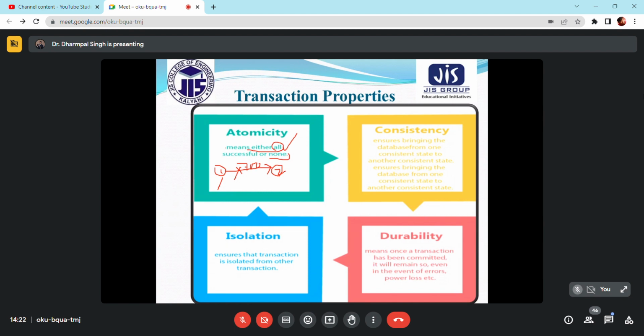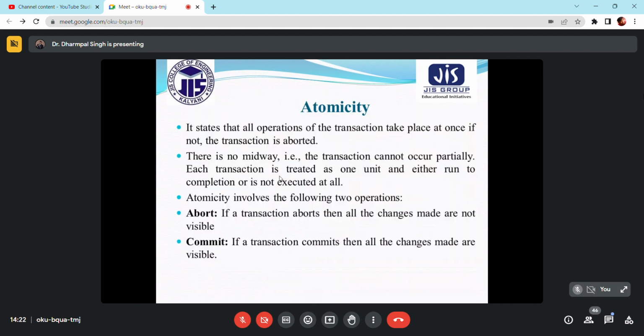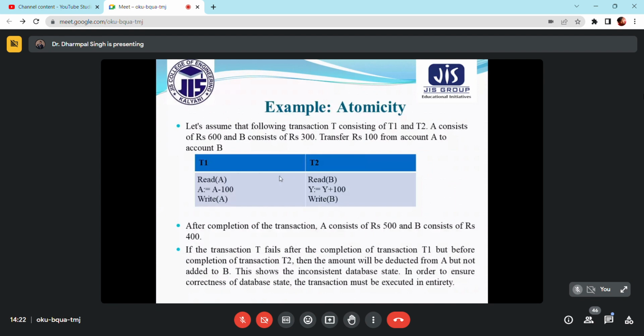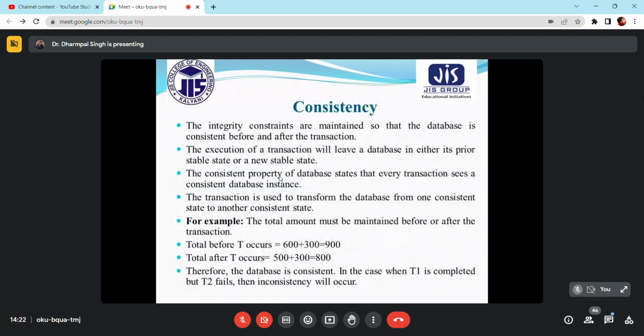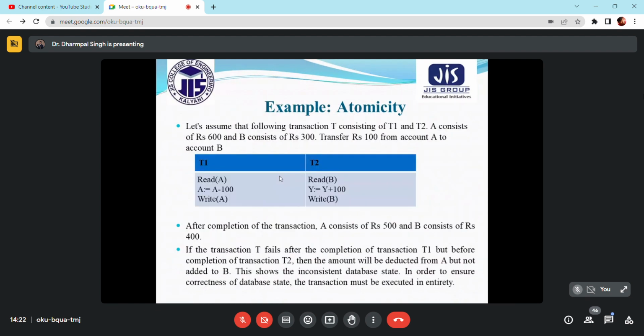Consistency. So consistency is saying that, before the execution of the transaction, I'll show you some example here. You can see the consistency here. Before consistency, I can show the example of atomicity. You can see this part.